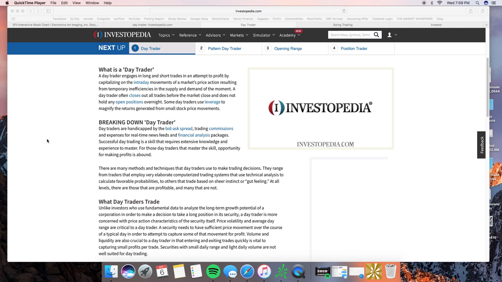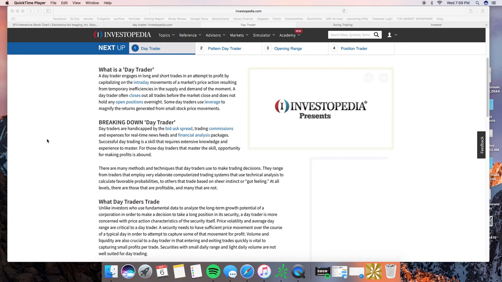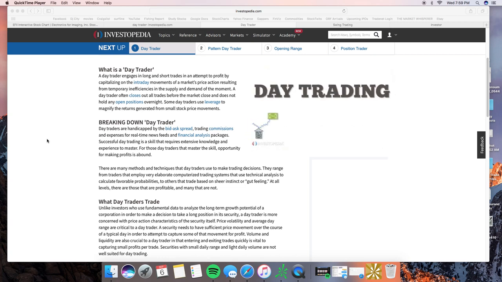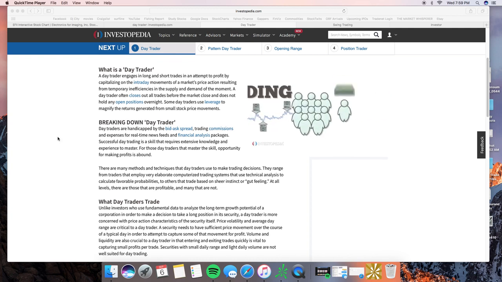But I kind of wanted to start a little bit with the very basics, just on what the different types of traders are. So what I'm going to do is put them in chronological order, from shortest to longest. There are different types of traders. You can be a day trader, you can be a swing trader, or you can be an investor.